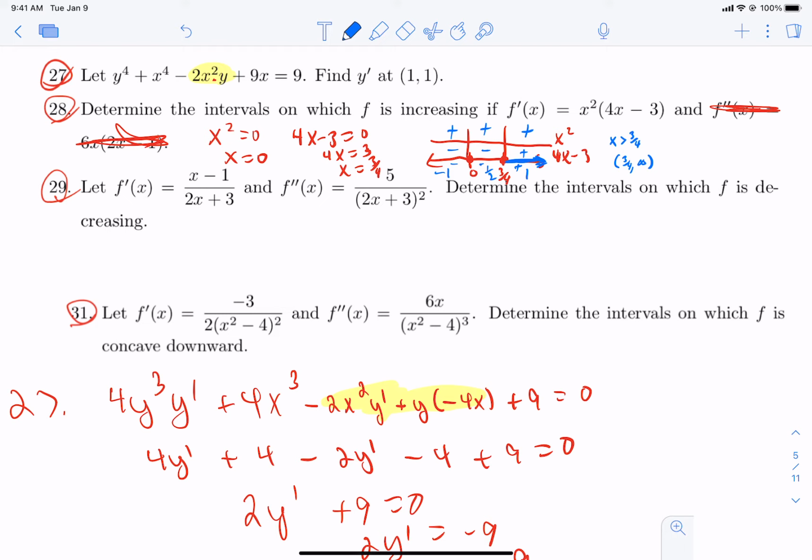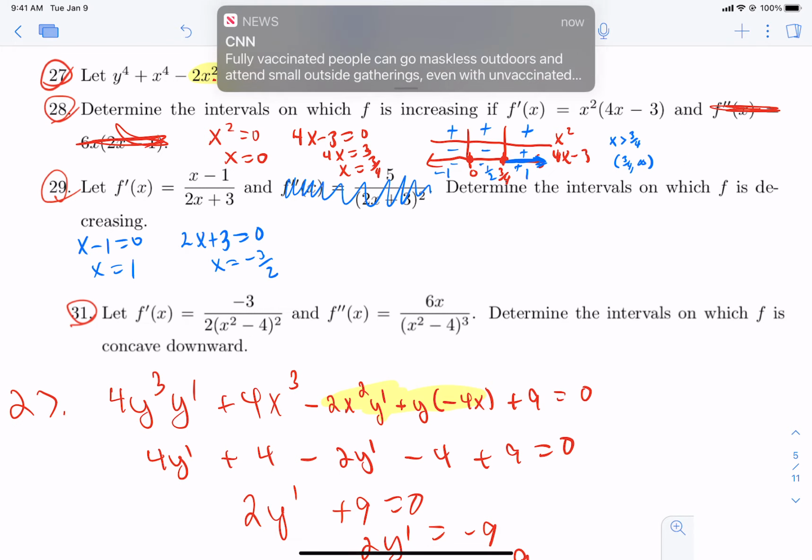Okay, let's take a look now at 29. 29, they're asking for intervals on which the function is decreasing. So scratch out the second derivative. You don't care, you don't need it, it isn't going to help you. All we care about is the factors of the first derivative. So we're going to take the top and set it equal to 0. We're going to take the bottom, set it equal to 0. We're going to get 1 for the top and -3/2 for the bottom.